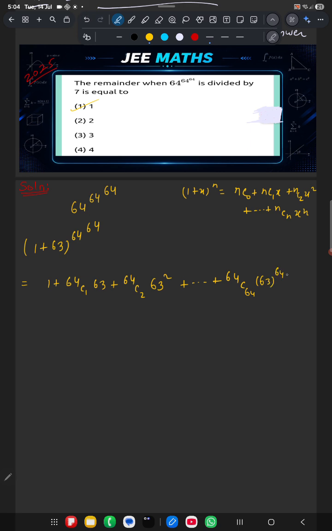And this whole to the power 64. Now in this expression you can see that all these terms are divisible by 7, because 63 is there and 63 comes in the table of 7. So suppose I am assuming it as m, which is divisible by 7.